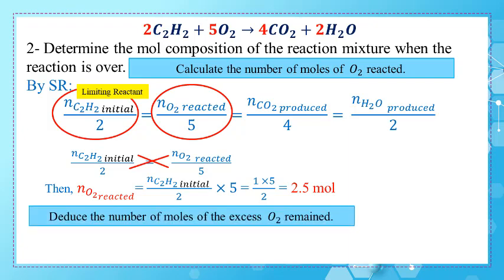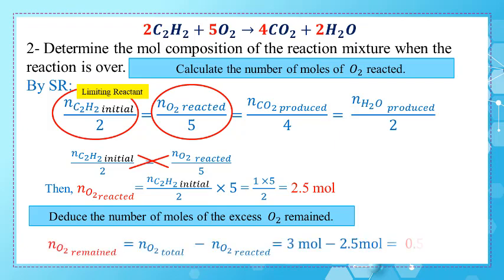Let's deduce now the number of moles of the excess O2 remained. Number of moles of O2 remained is equal to number of moles of O2 total minus the number of moles of O2 reacted. It is equal to 3 mol minus 2.5 mol, equals 0.5 mol.